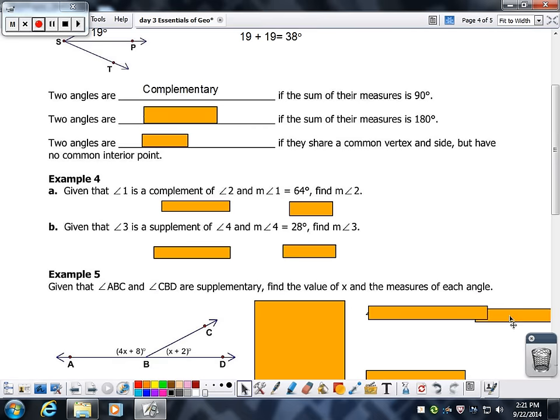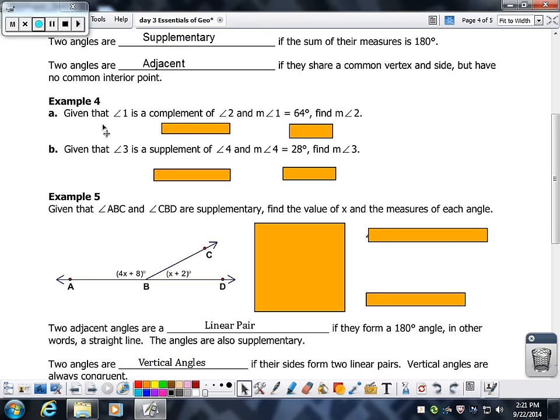Two angles are complementary if their sum of the measures is 90 degrees. So if we add two angles together and they equal 90 degrees, those two are going to be called complementary. Two angles are supplementary if the sum of their measures is 180 degrees. Same thing, if we add the two angles together and they equal 180, they're going to be supplementary. Two angles are adjacent if they share a common vertex and side but have no common interior point.